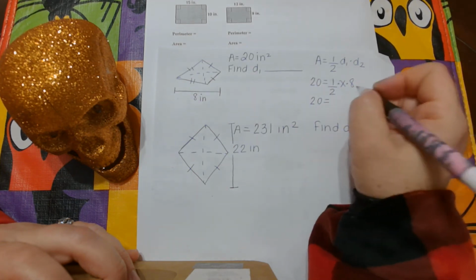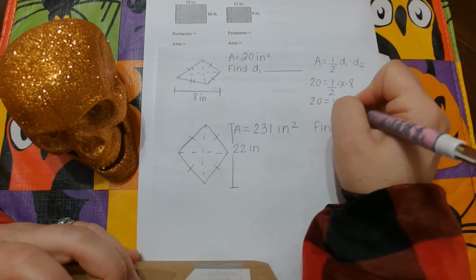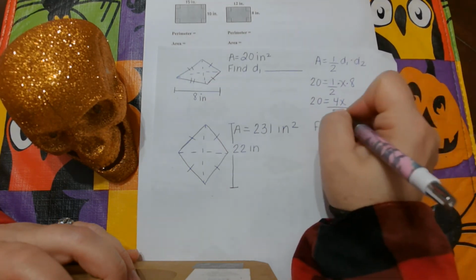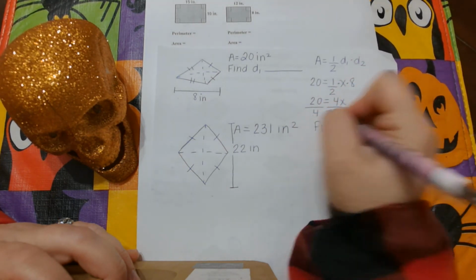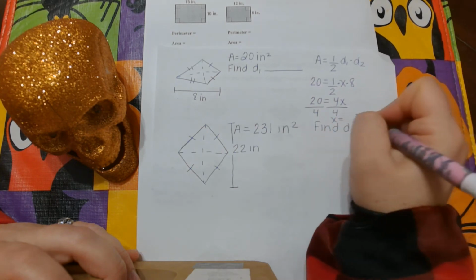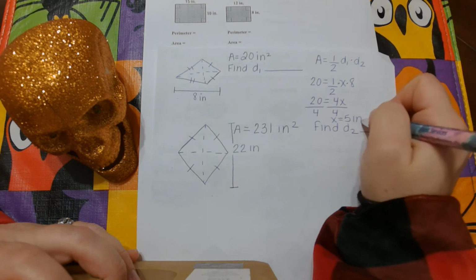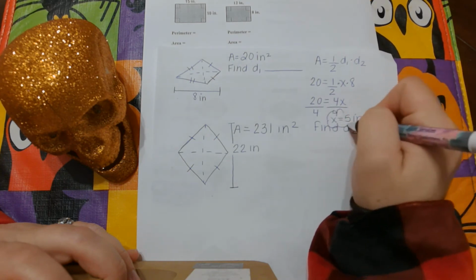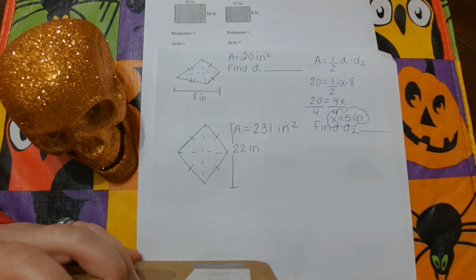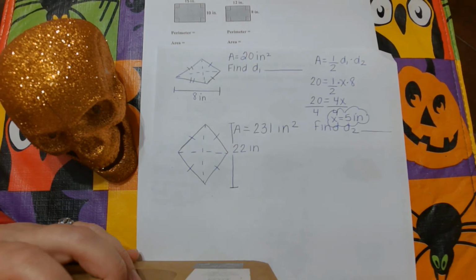So 1/2 times 8 is 4. The X is still there. And then when I divide by 4, I find out that X equals 5 in inches because that was the unit they gave us. All right, so one more for you guys to try.